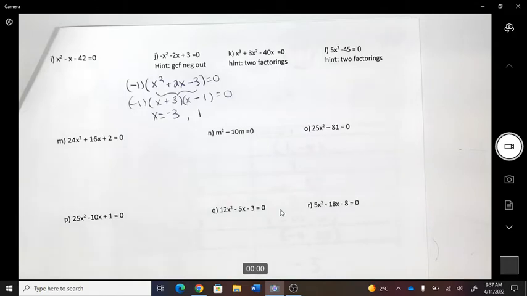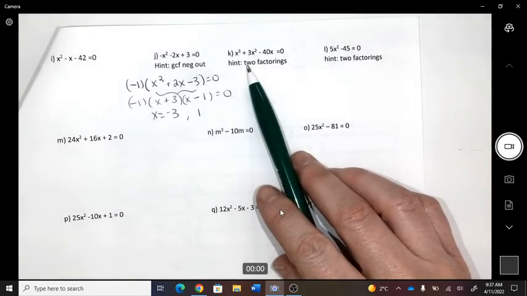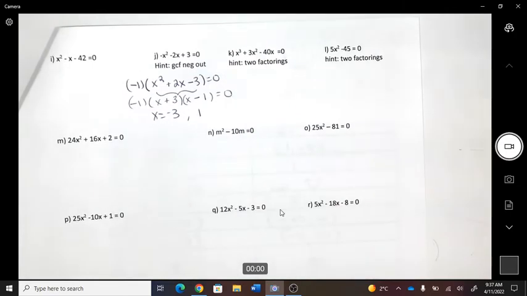Okay, let's try that one on our own. My hint was you're going to have to factor, and then you're going to have to factor again. So start with a GCF on that one. Can you pull something out first? Try that one on your own. We just did it on the other page. Pull something out.